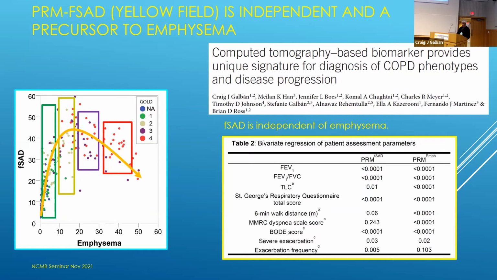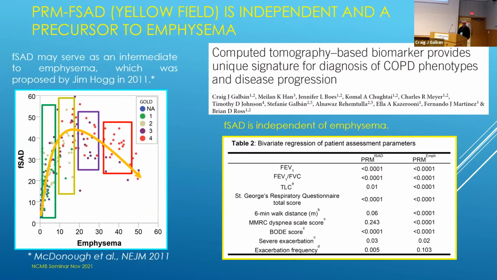Well, we did a little more digging in the literature before we published, and we found that someone smarter than myself, Jim Hogg out of Vancouver, came to the same conclusion. Using micro CT of pathological core samples of lung tissue, he found that small airways disease actually is a precursor, an intermediate, to emphysema. So at the very least, we corroborated their results.